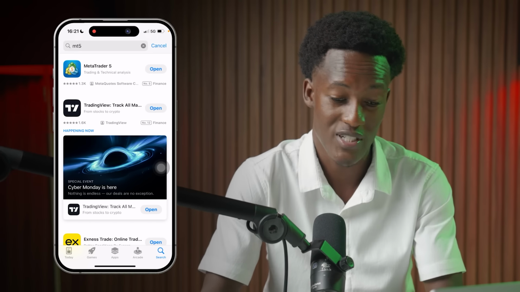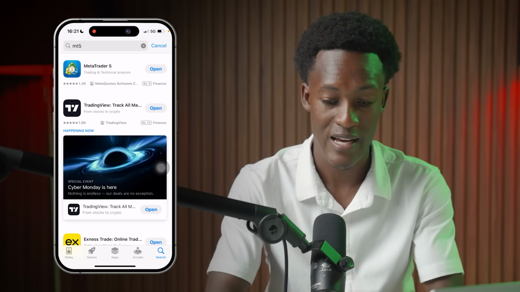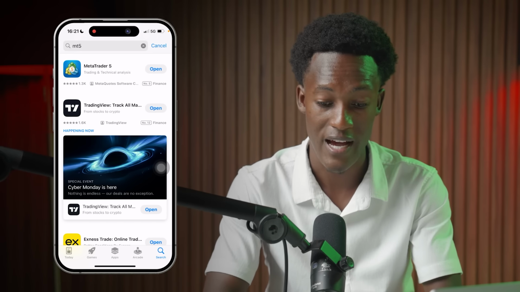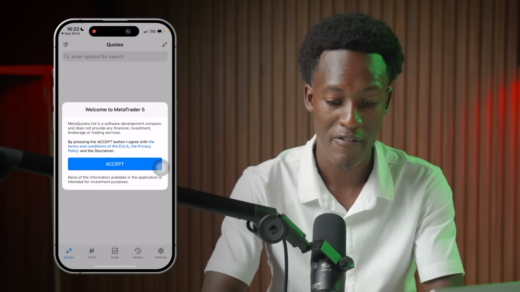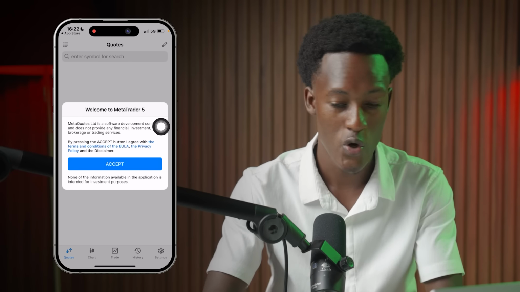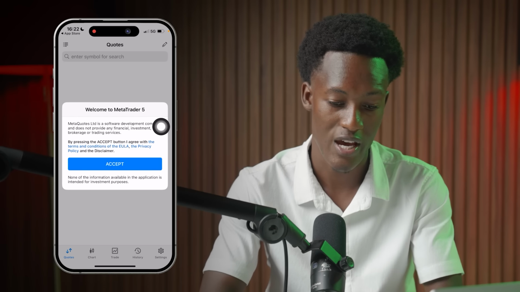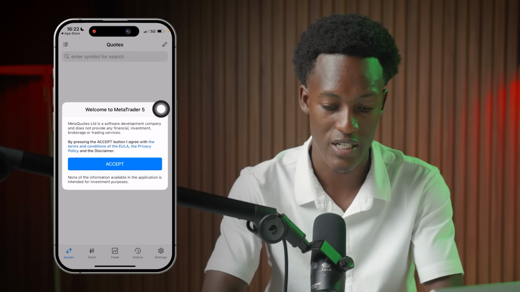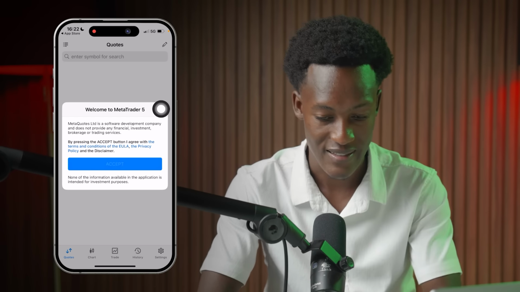By the way, you can also just install it by the time you're watching this. Now that I have it installed, I'll just go ahead and open it. And there we go. Whenever you open it, this is how it's going to look. This is default, no account signed in, nothing. So we have welcome to MetaTrader 5 and all that. Then just go ahead and accept, and then open a demo account.